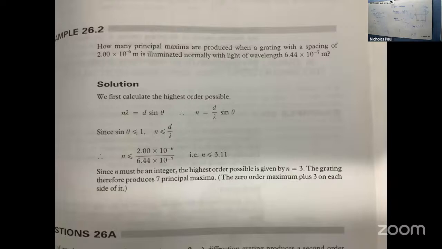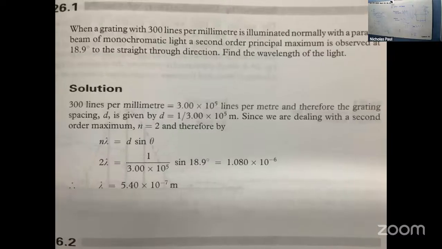Take a little read there. Let's see how it explains it. Let me explain this first part. If you look at the grating there, the grating has 300 lines per millimeter, and then they give you the second order and the angle to find the wavelength.